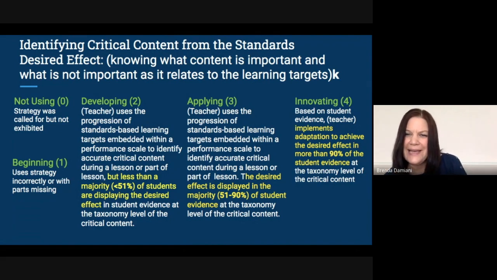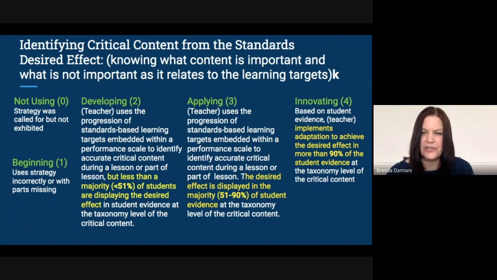And as we move to innovating, that is where the teacher continually adapts in the moment to get the desired effect in more than 90% of students, all the way from not using or beginning to innovating. And really, we're going to shoot toward that applying level where we're seeing the desired effect in the majority of our students.